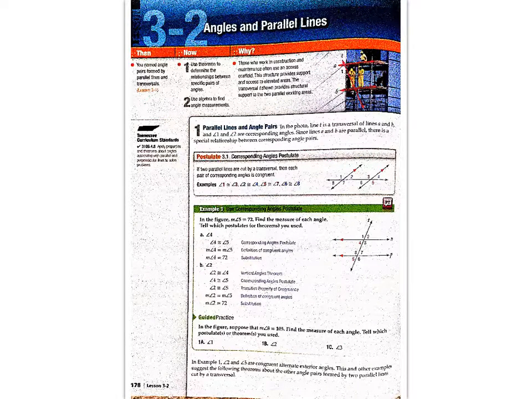Lesson 3.2, Angles and Parallel Lines. So in 3.1 we learned the names of certain groups of angles. Remember they were corresponding, consecutive interior, alternate interior, and then alternate exterior. Now in this lesson what we're going to do is learn the relationship of those if the lines are parallel.